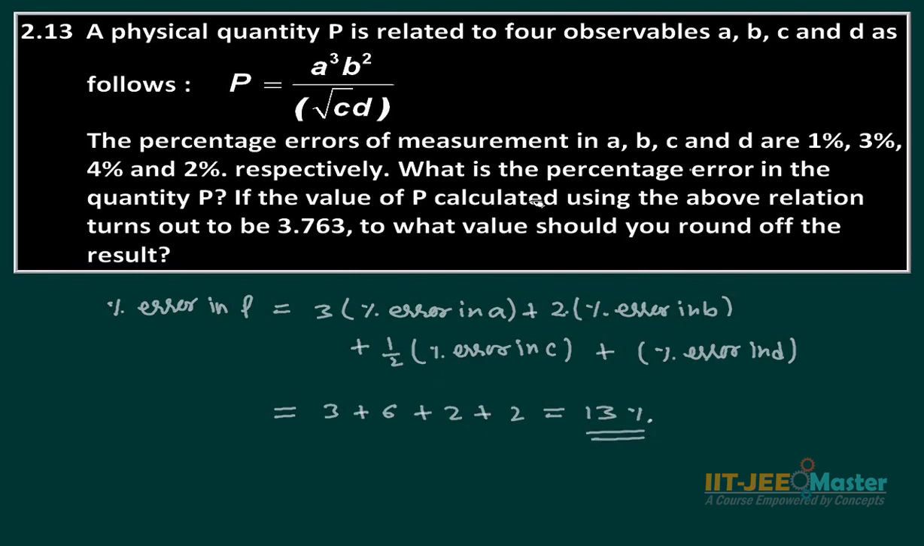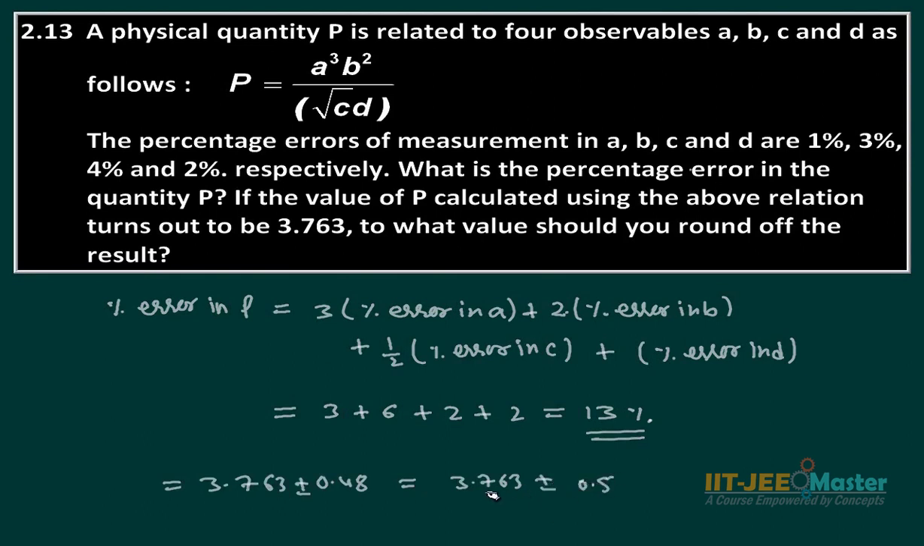If the value of P calculated using the above relation turns out to be 3.763, to what value should you round off the result? If you calculate the error, here 13% of 3.763 will be about 0.48. So the quantity will be 3.763 plus minus 0.48. We'll write it as 3.763 plus minus 0.5.